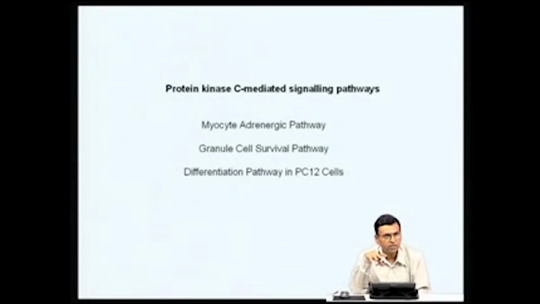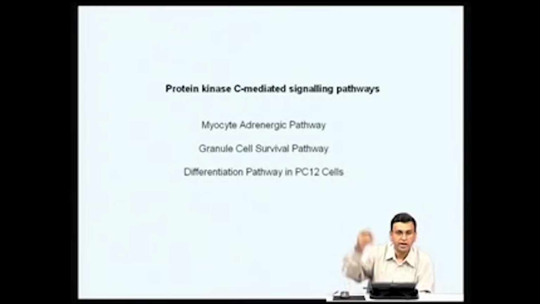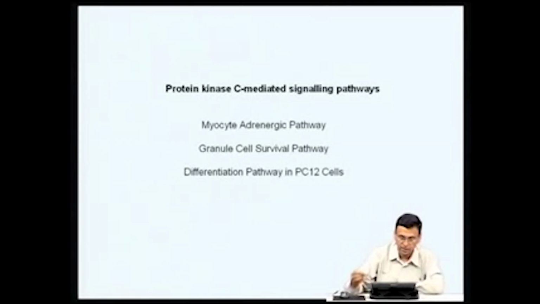What I would like to do now is take a few minutes to tell you that there are umpteen examples that demonstrate how PKC plays a very important role and what kind of signaling pathways are activated by protein kinase C, ultimately leading to the activation of specific transcription factors and specific target genes. These pathways have been worked out and are present in a number of journal websites. Some of the signaling pathways activated by protein kinase C are the myocyte adrenergic pathway, the granule cell survival pathway, and the differentiation pathway involving PC12 cells. I am just going to show some of these cartoons taken from the journal websites to tell you how PKC plays a very important role in these various signaling pathways.